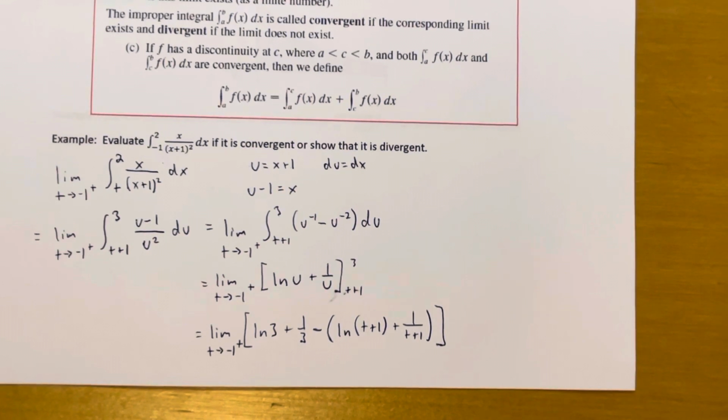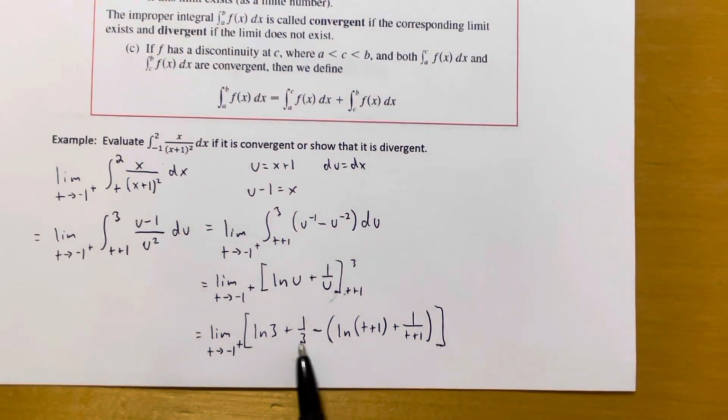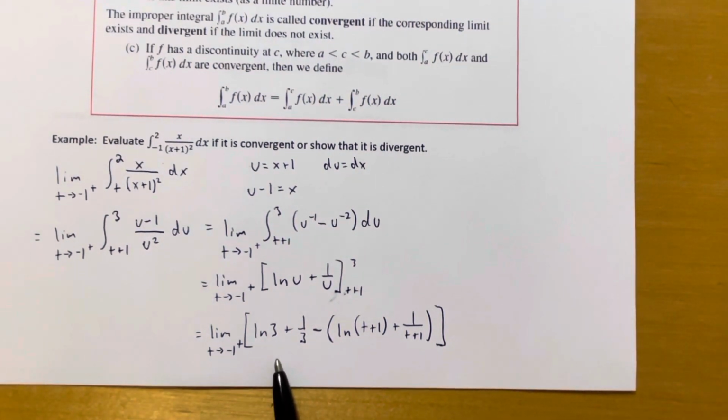So now I have to deal with this limit. Okay? So let's think about what we're looking at here first. So here, if these are finite numbers, these are constants. They're not really affected by that limit. I really need to know what's happening with these two limits right here.